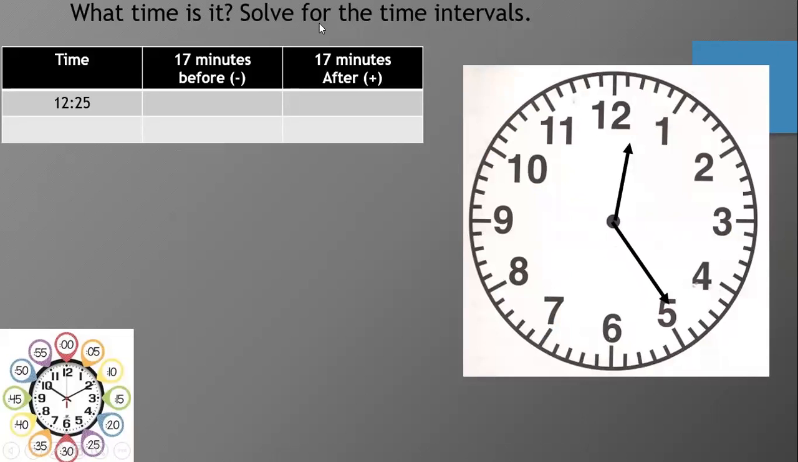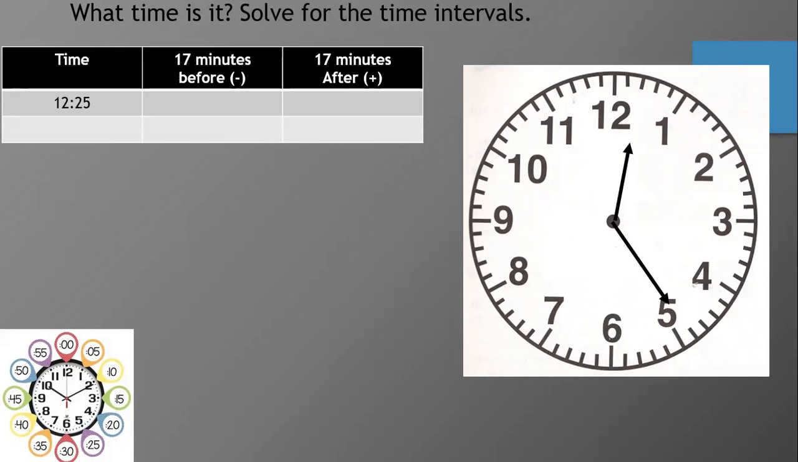So we're going to be looking at our first problem. It says, what time is it? Solve for the time intervals. The time that we're looking at is 12:25, and we're going to be seeing what time it is 17 minutes before and 17 minutes after.